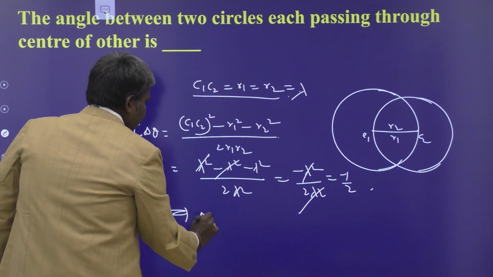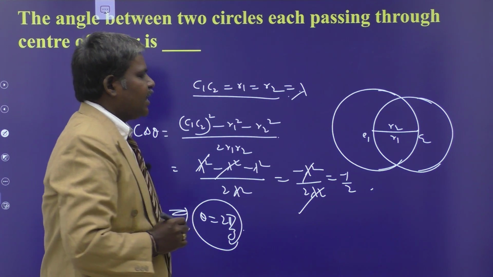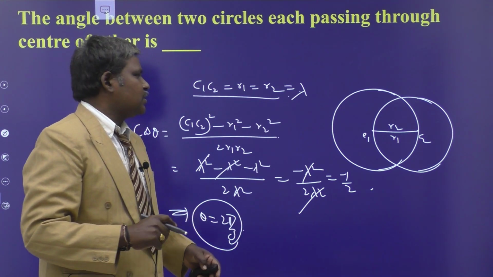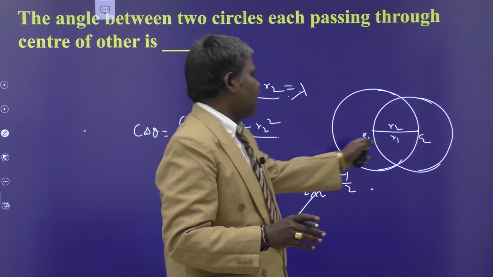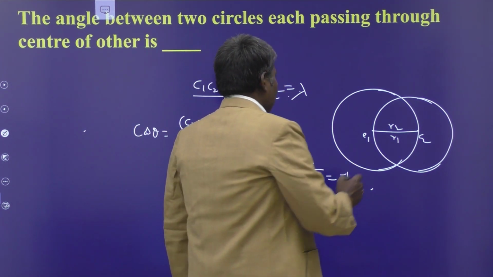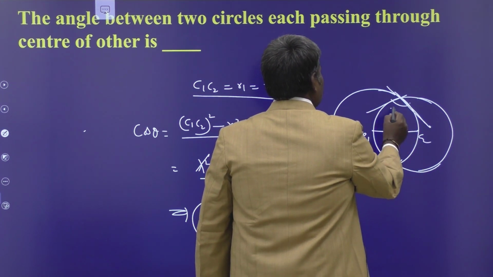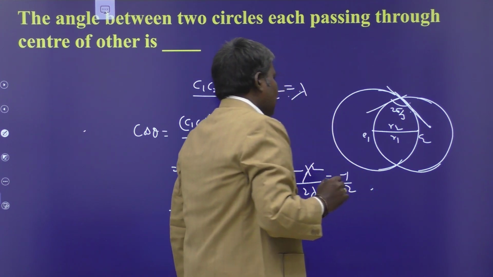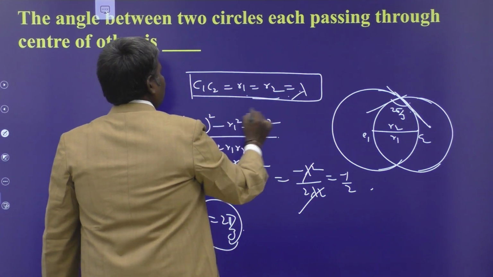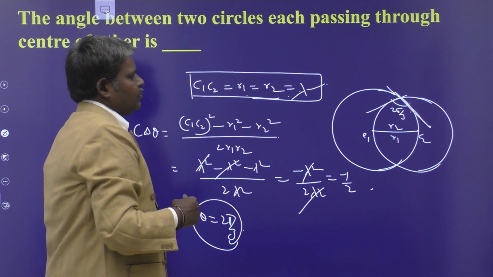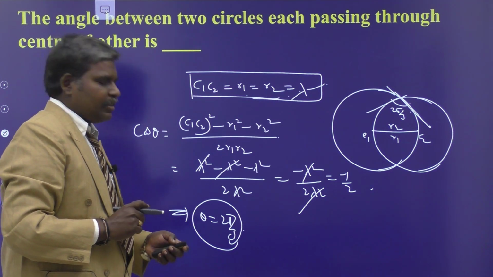Implies what is my theta? 2 pi by 3. Some of the students may feel it is 90 degrees. No, that is 120 degrees. If one circle passes through the center of the other, then the angle between the two circles is 2 pi by 3. That is the angle between the tangents at their points of intersection. This is 2 pi by 3, because C1C2 is equal to R1 is equal to R2 itself. That is, say lambda, we obtain this condition. Understand? Very simple question. The angle is 2 pi by 3 here.